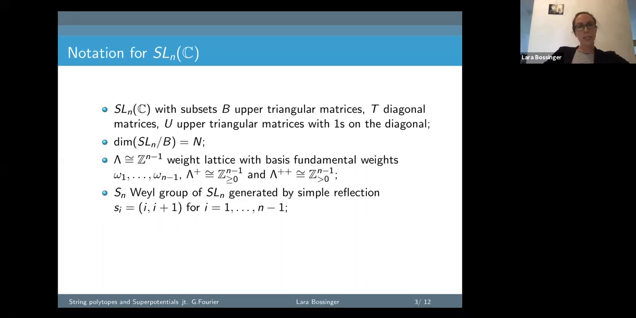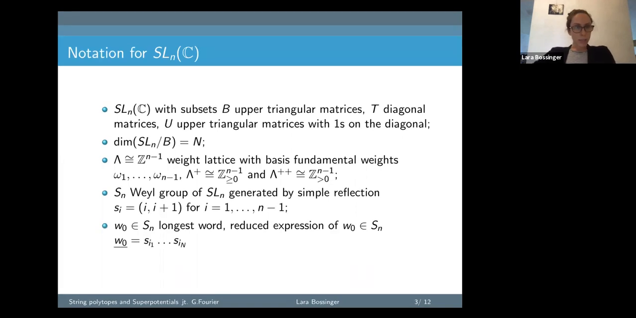Further, I will need the symmetric group S_n, which appears here as the Weyl group of SL_n, and it's generated by simple reflections s_i that swap i and i+1. And now by w_0, I will denote the longest word in the symmetric group, and every reduced expression of w_0 I will write with this underline. So this is just a sequence, a word in the generators s_i, that is of length N, capital N.